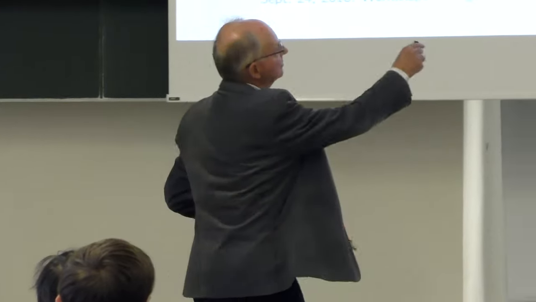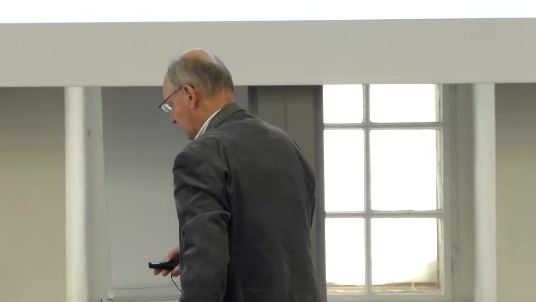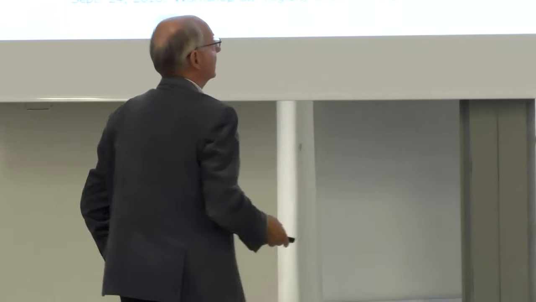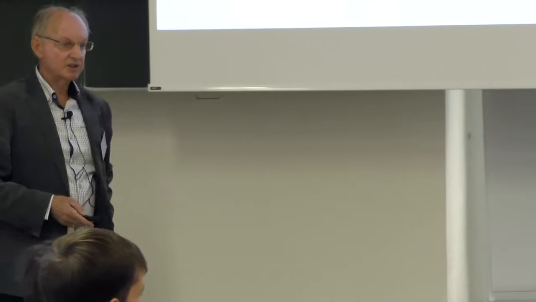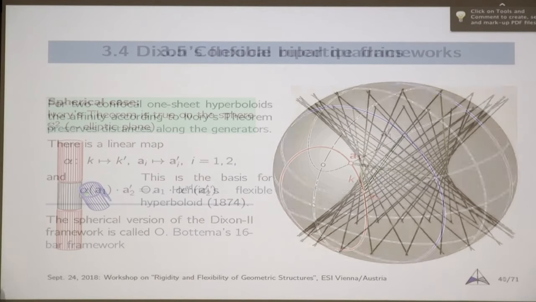So there is also a mechanism using these two rectangles, a 16 bar mechanism, and here it is already sophisticated to figure out at which level you have to mount the bars, because the danger of blocking themselves is great. This is sometimes called Bottema's framework. And the same works on the sphere, because Ivory's theorem works, for example, also on the sphere.